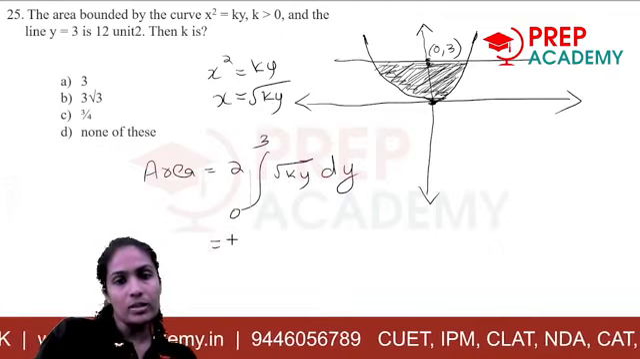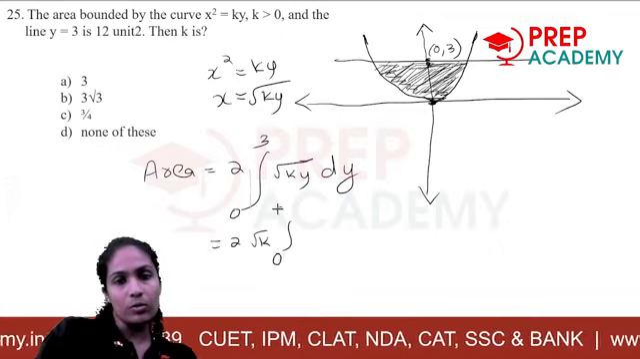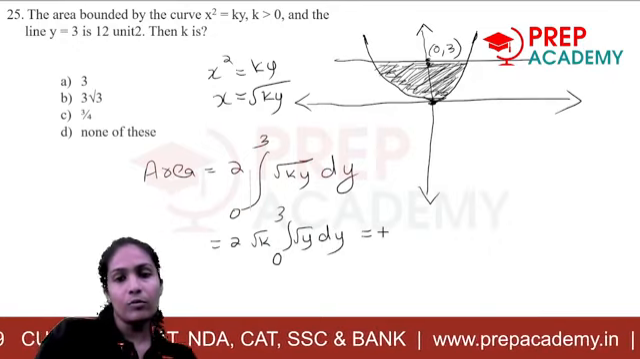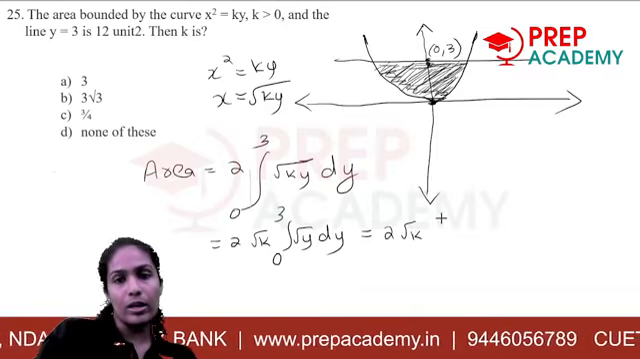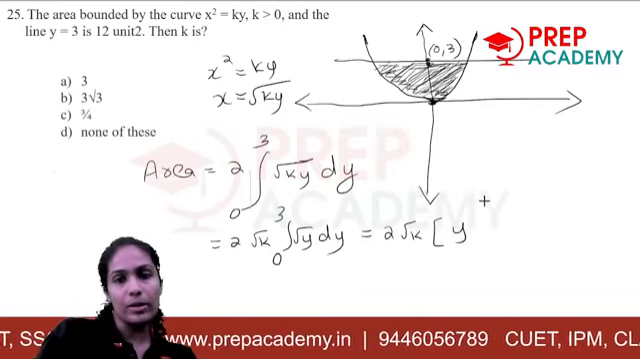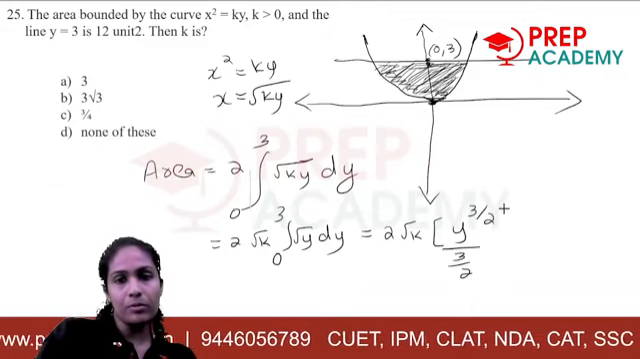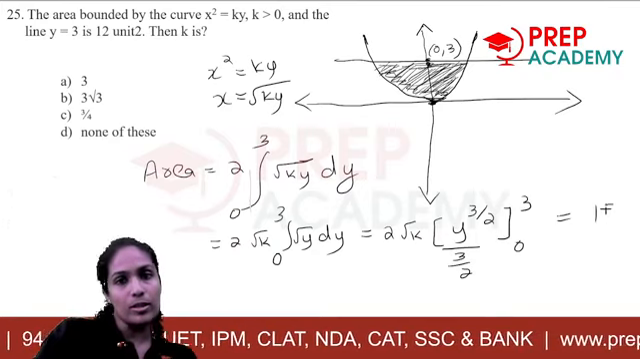I'm integrating this. 2 into root k is the constant. Root k integral 0 to 3 root y. Integral of root y is integral of y raised to 1 by 2. Integral of y raised to 1 by 2 is y raised to 1 by 2 plus 1, that is 3 by 2, y to the 3 by 2 within the limits 0 to 3. The area is equal to 12 square units.